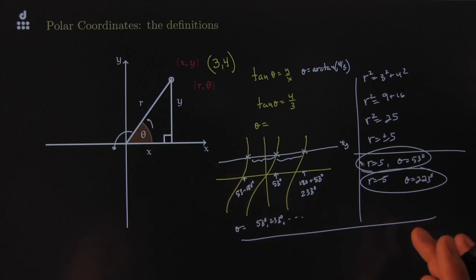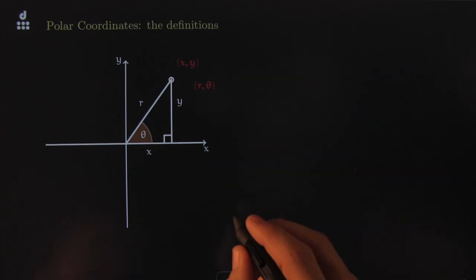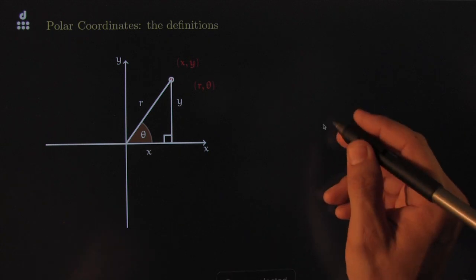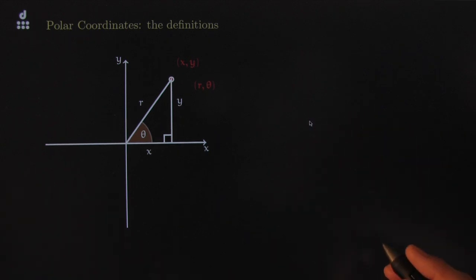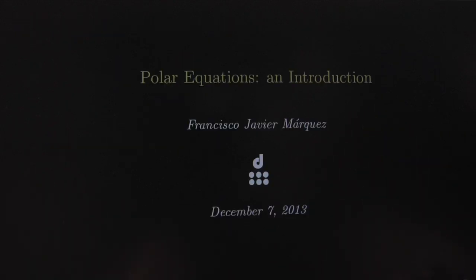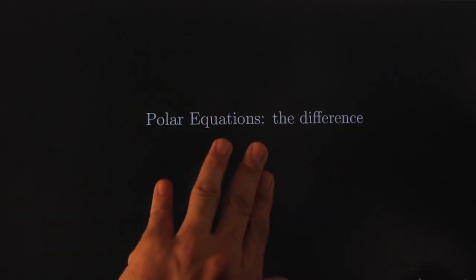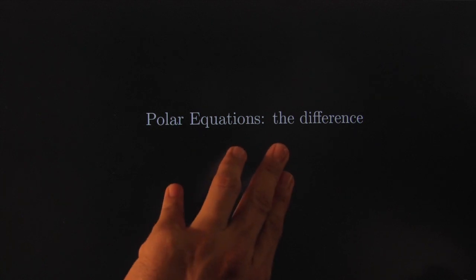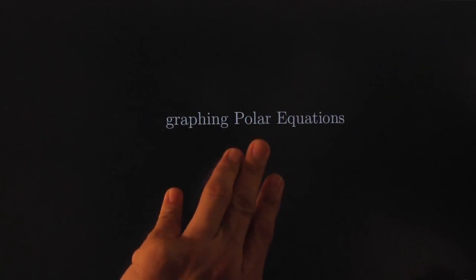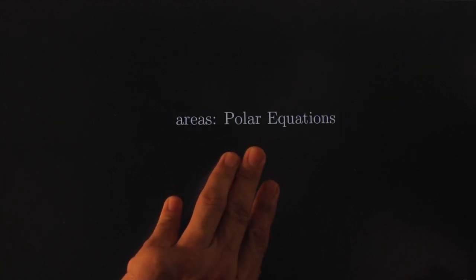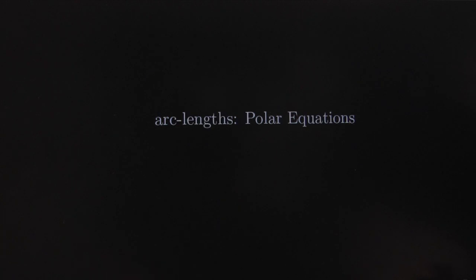So that's a rough idea of how you convert, using these dictionaries. I think that's a good little intro. We should come back and do some more things. There's still a lot of things we've got to do. For example, that just showed you the difference between polar and Cartesian equations and how they work. The other things we should do are to start graphing some equations, of course, find some tangent slopes, areas, and do some calculus.